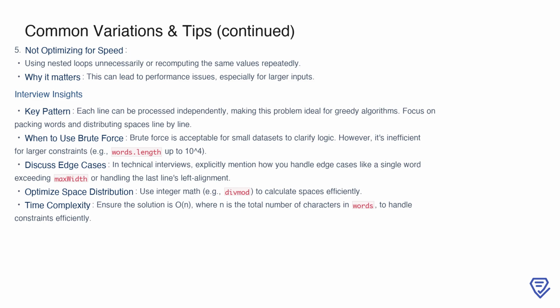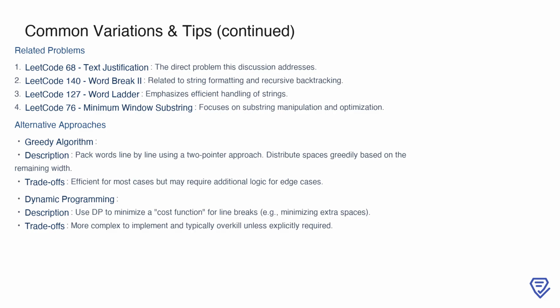larger inputs efficiently. To deepen your understanding of this problem, it's helpful to explore related challenges. Of course, the primary focus is LeetCode 68, which addresses text justification directly. However, other problems like LeetCode 140, Word Break 2, involve string formatting and recursive backtracking, which can help build a broader skill set. LeetCode 127, Word Ladder, emphasizes efficient string handling, while LeetCode 76, Minimum Window Substring, focuses on substring manipulation and optimization. These problems share overlapping ideas and can reinforce your understanding of string-based algorithms.